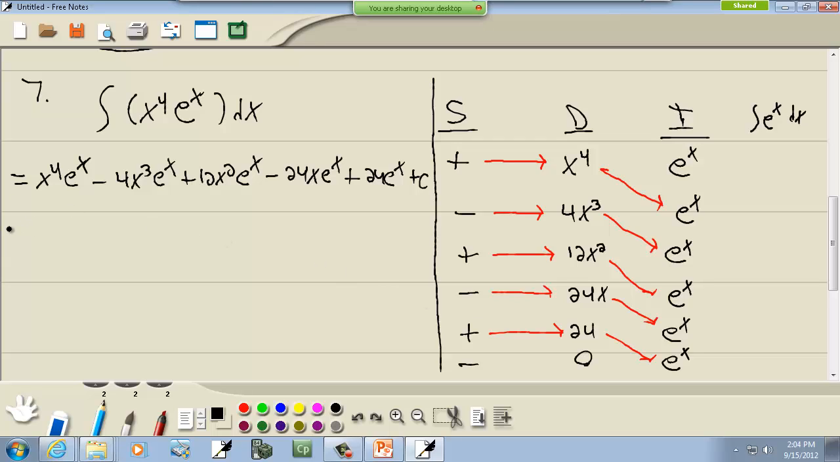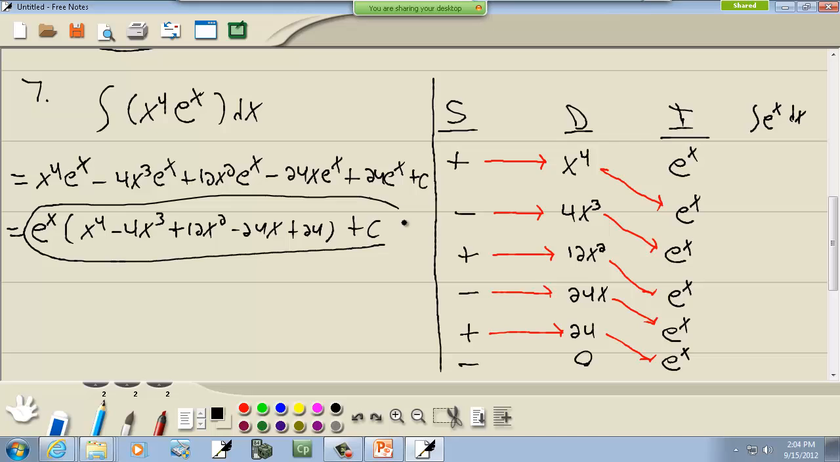So now what the book's good about on this is that they all have an e to the x, so factor that out in front. And that gives us x to the fourth minus 4x to the third plus 12x squared minus 24x plus 24, and then plus c. And that's our answer.